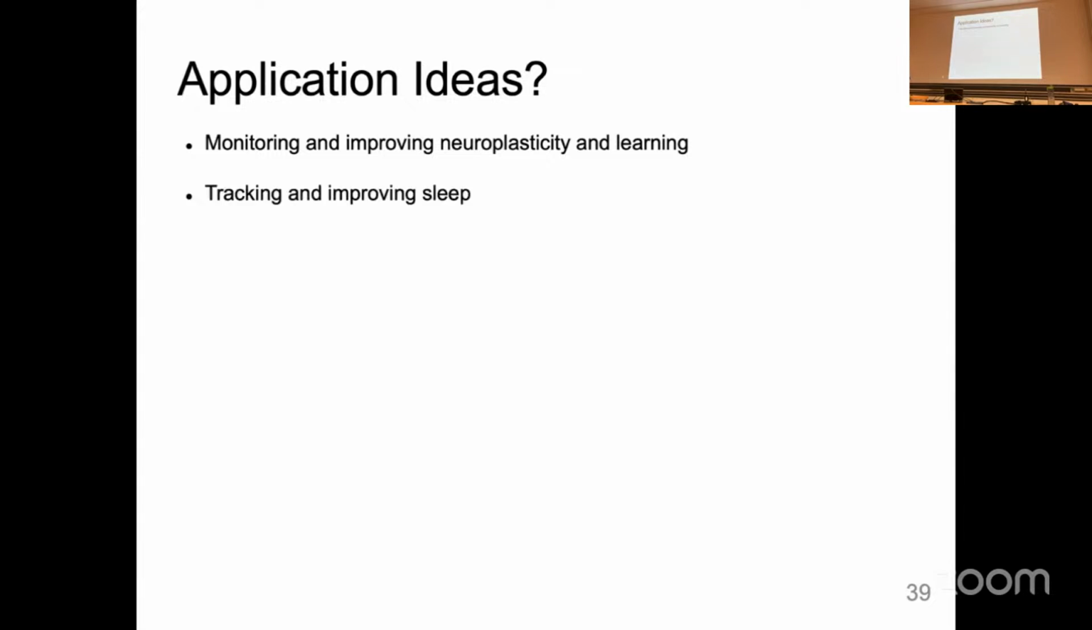All right, so yes, I've just listed a few. Some of these are also repeats from what I've mentioned earlier. So first, monitoring and improving neuroplasticity and learning would be something. Also, of course, it's very interesting to go deeper into these methods that rely heavily on feedback, right? Because movement and stuff like that isn't really doing that a lot. And also tracking and improving sleep potentially.